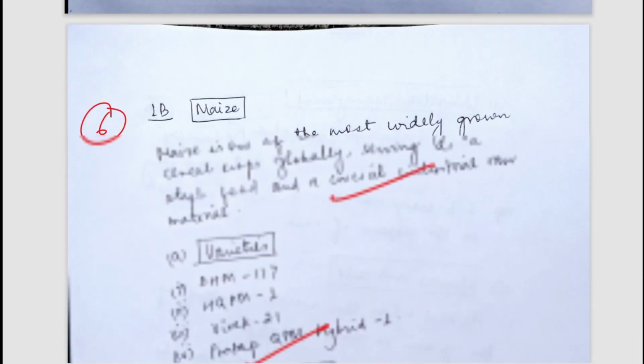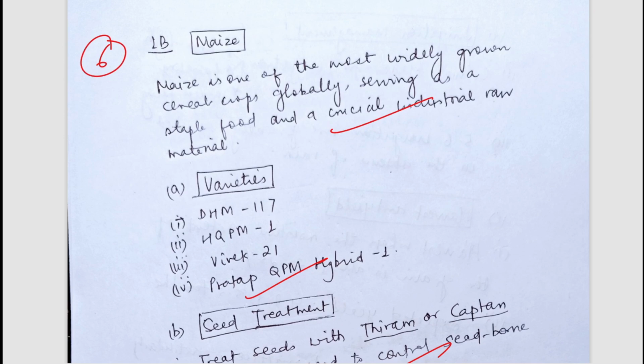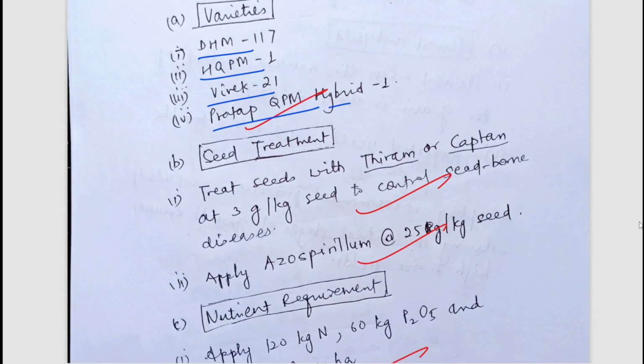The second crop was maize. We all know that maize is a very important crop when it comes to India. The important varieties are DHM 117, HQPM 1, Vivek 21, Pratap QPM hybrid 1. So a good amount of varieties have been mentioned. Again, seed treatment can be done using thiram and captan, and you can see the common points. In most of the crops you can use thiram, and in many crops you can use carbendazim.